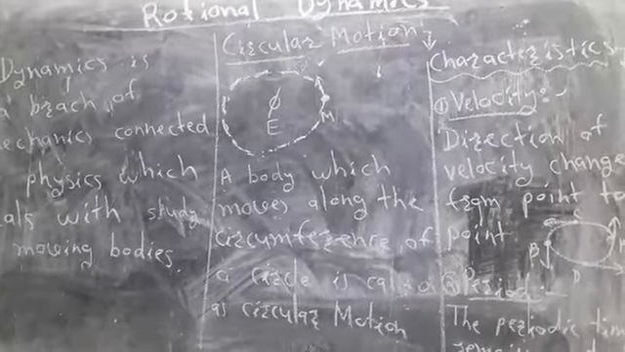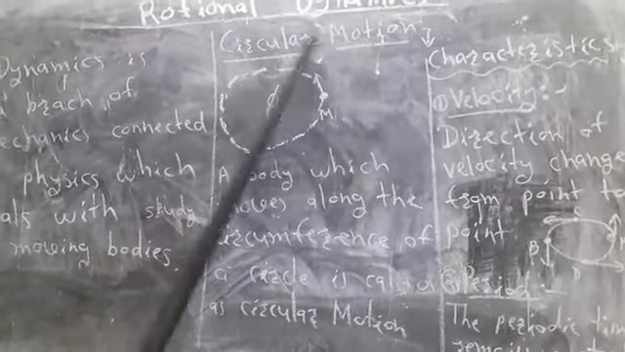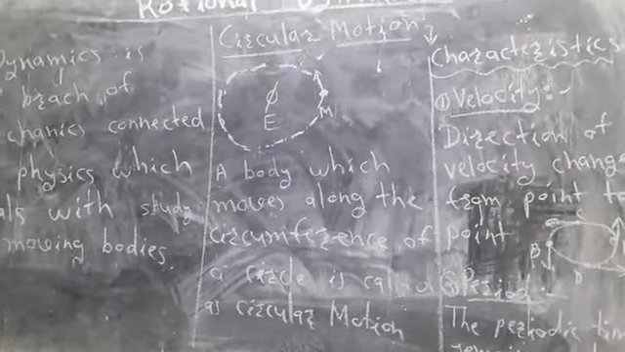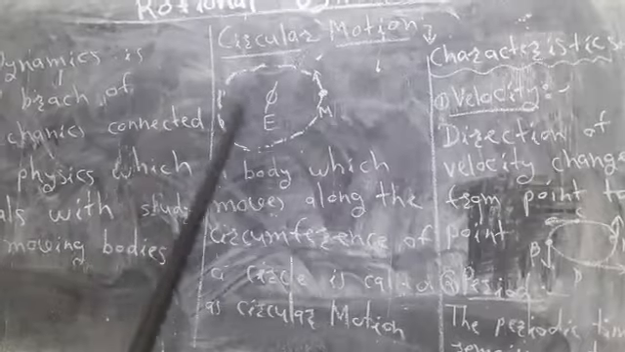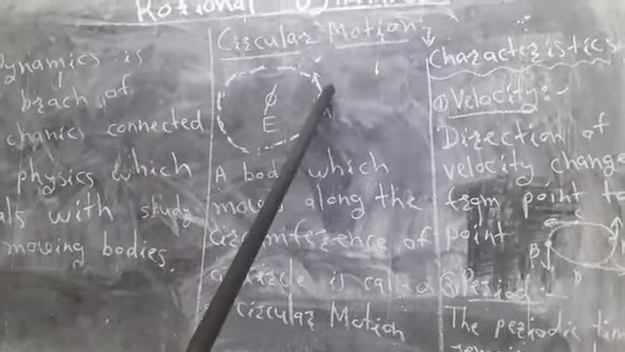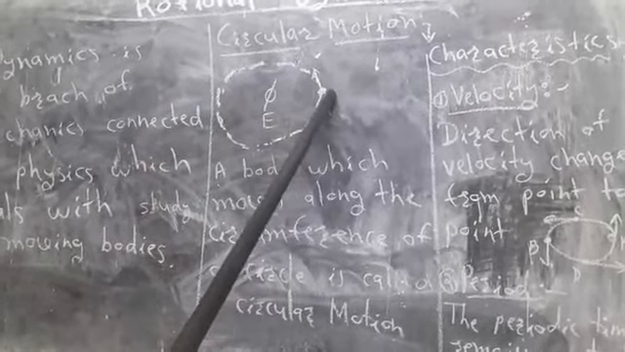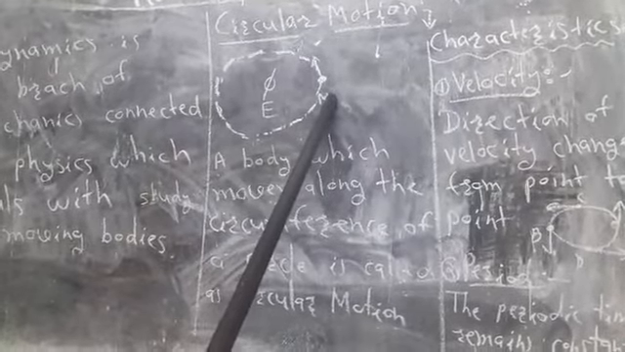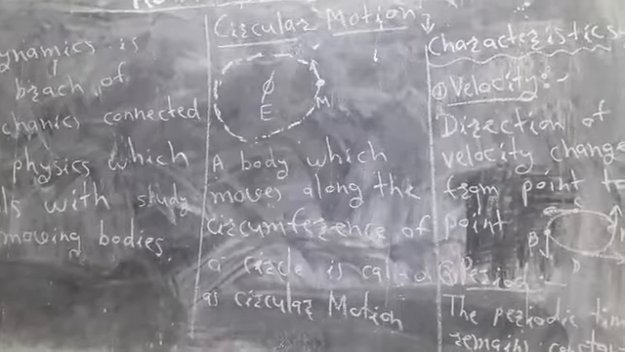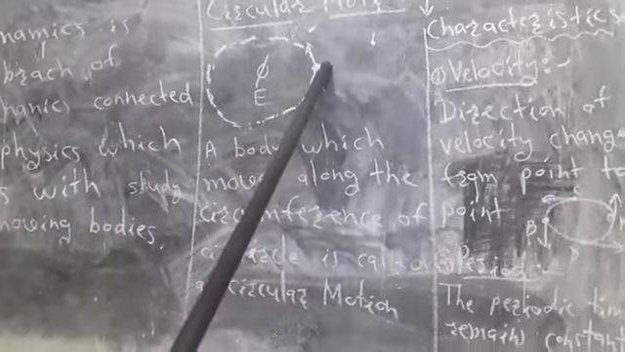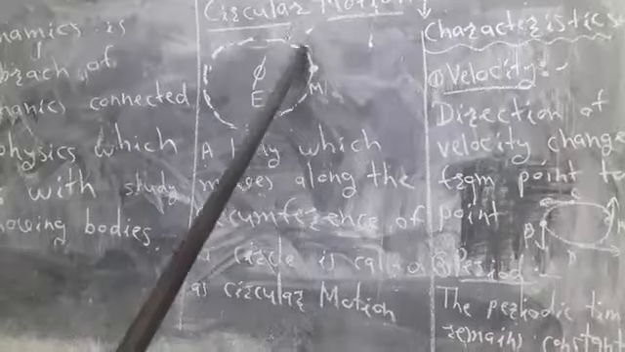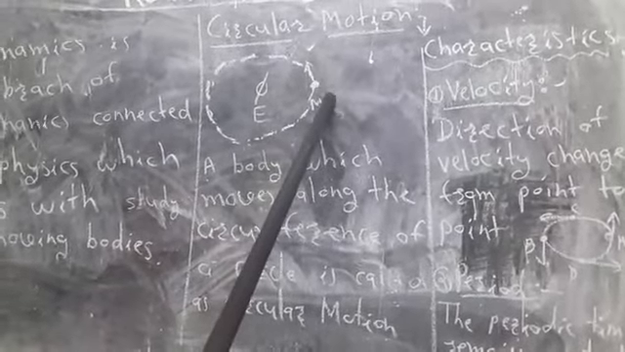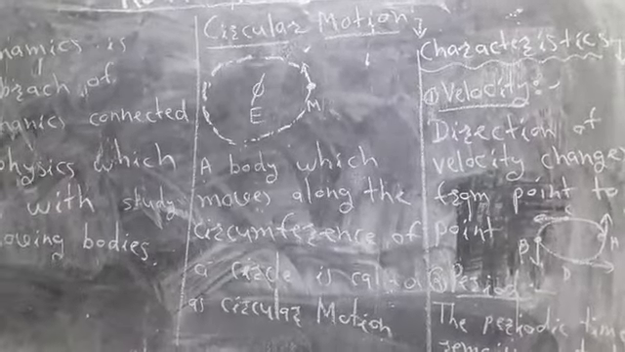First point of this chapter, the concept of circular motion. To understand the concept of circular motion, consider a simple example. Suppose this is Earth and this is Moon. We know that Moon revolves around the Earth in an elliptical orbit, or we can say an elongated circular orbit. So this body, the Moon, moves along the circumference of the circle. Such motion of the body, Moon, is called circular motion.